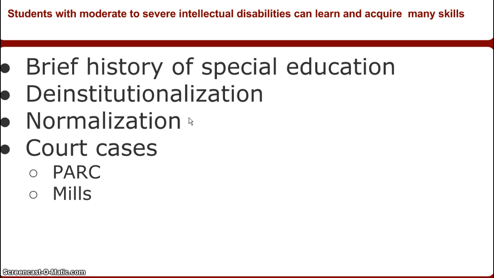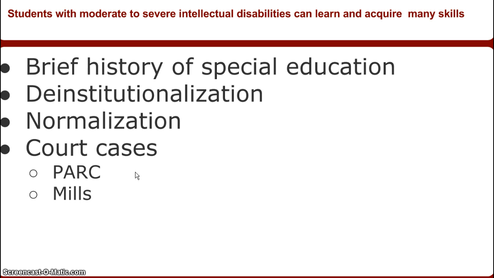And so we moved from huge institutions. For instance, in Alabama, they had an institution with over 5,000 people in the 1970s. By the 1990s, that institution was down to about 500 people. Then we had two court cases that were really important in the 1970s. One was PARC, Pennsylvania Association for Retarded Citizens, and the second one was Mills.